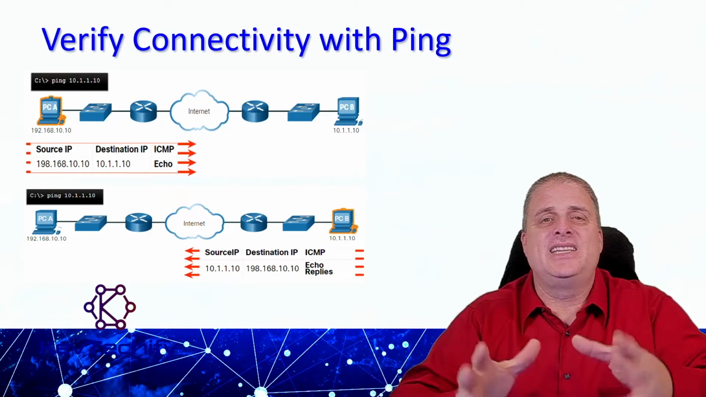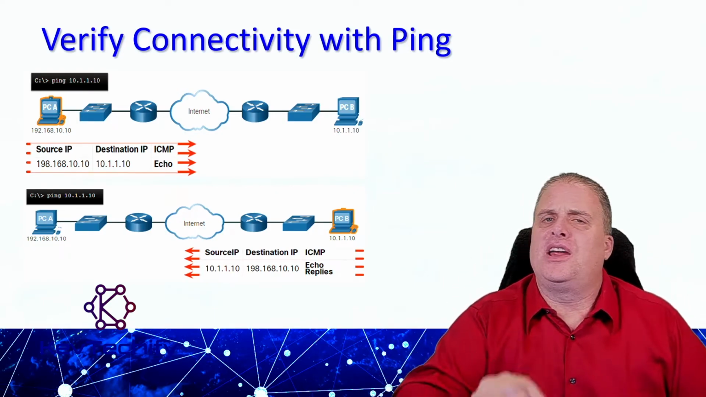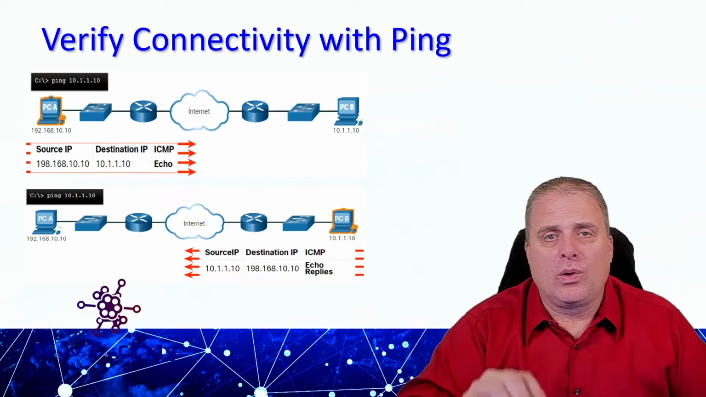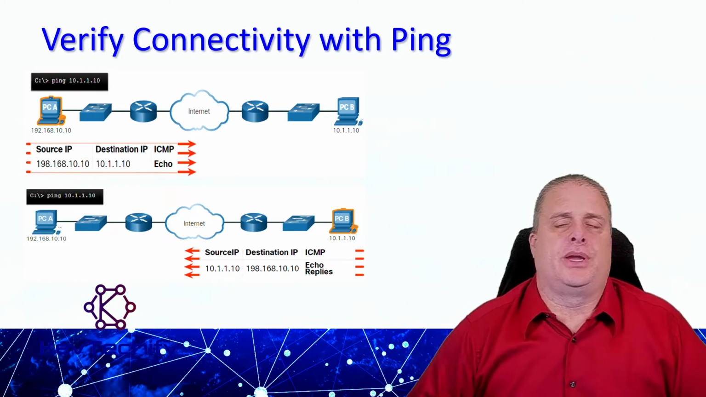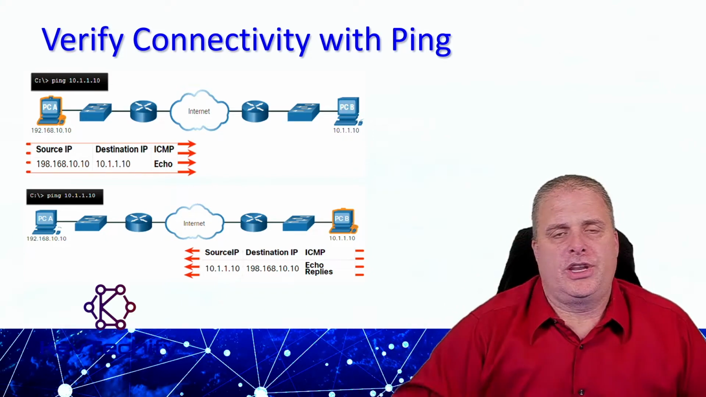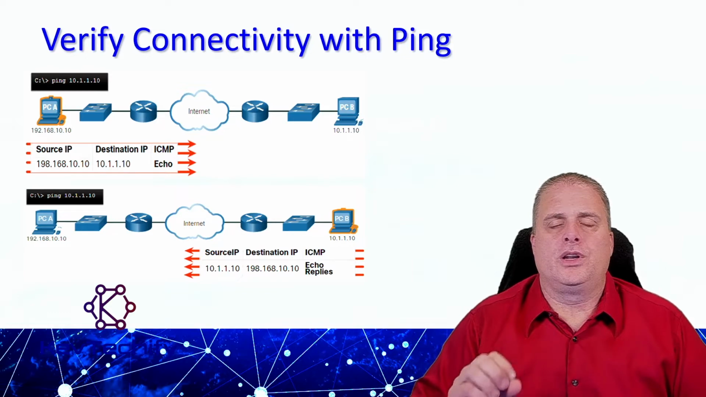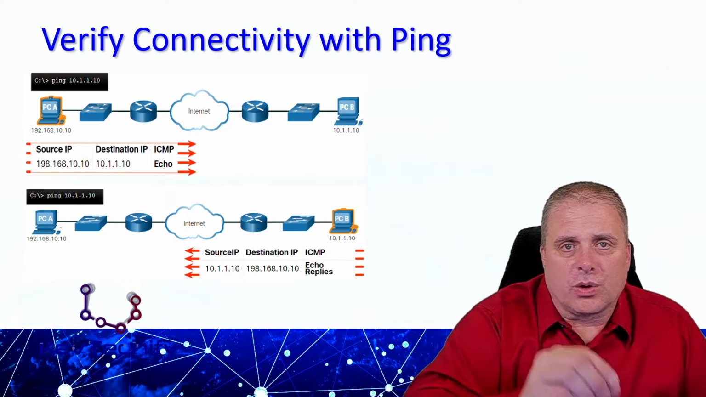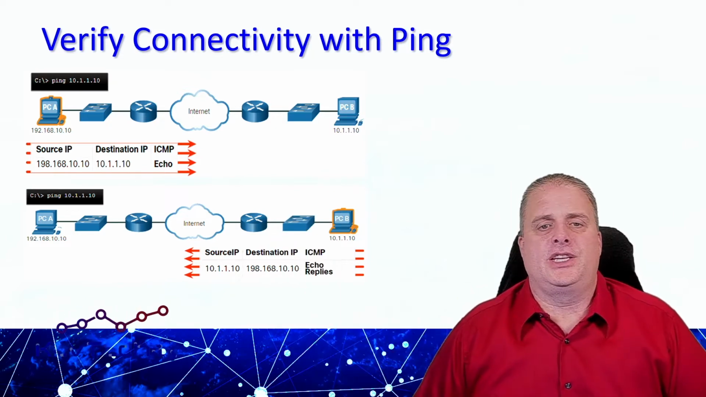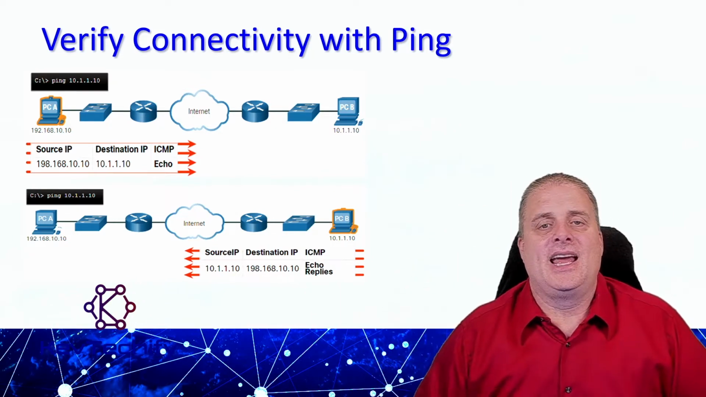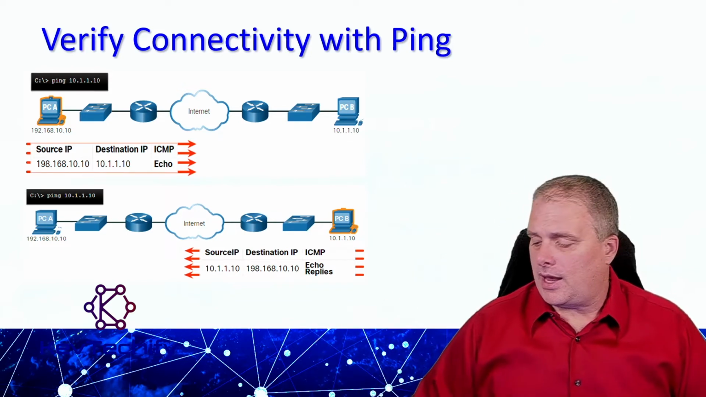One of the easiest ways to verify your layer 3 connectivity, your IP addressing and routing, is to use the ping command. The ping command actually does two steps in the process. First, it sends out an echo or an echo request that goes from the source computer to the destination. The destination hears that echo request, processes it, and then sends back an echo reply.